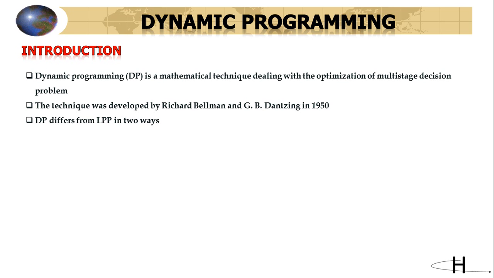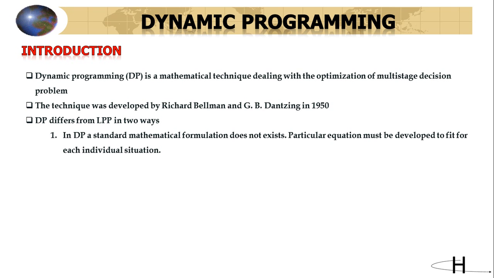Dynamic programming differs from linear programming problems in two ways. In dynamic programming, a standard mathematical formulation does not exist. A particular equation must be developed to fit each individual situation. So we have seen in linear programming problems that there is a standard mathematical formulation for every LPP by using which the objective function is optimized, but that type of standard formulation does not exist in dynamic programming. Every individual problem has a particular equation which must be developed to fit each individual situation.